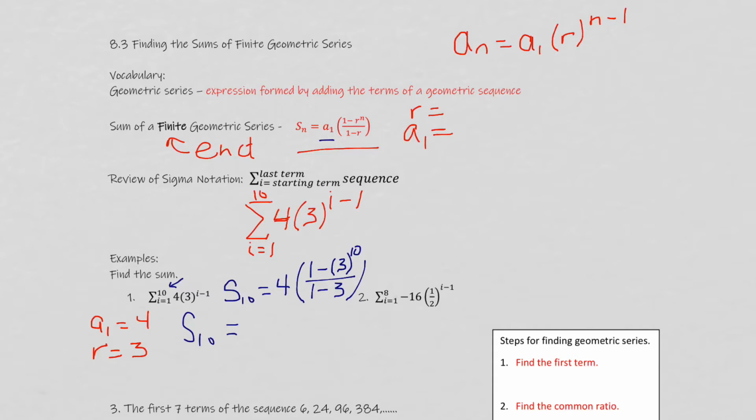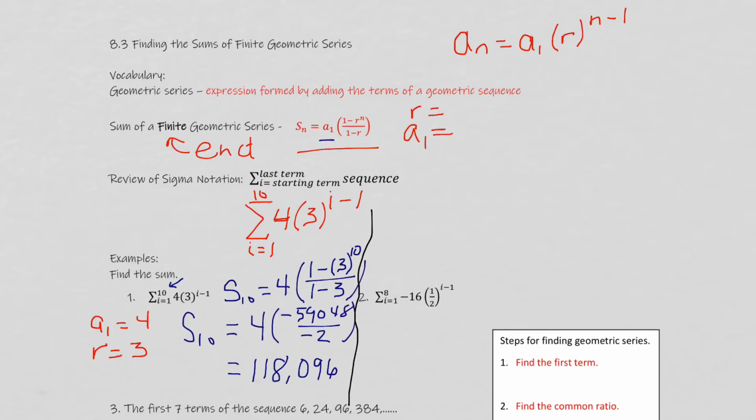Even if I simplify the top part, I would have 4 times negative 59,048 divided by negative 2. And when I simplify all that out, my sum is 118,096. All right, so not too bad of a formula to use. It really just comes down to being able to read my sigma notation also.